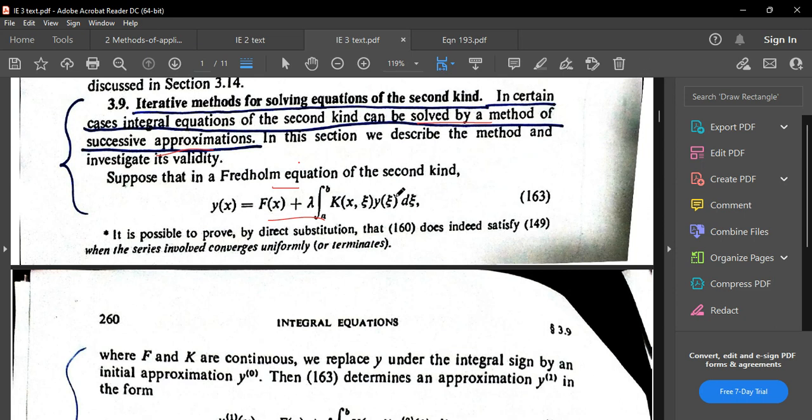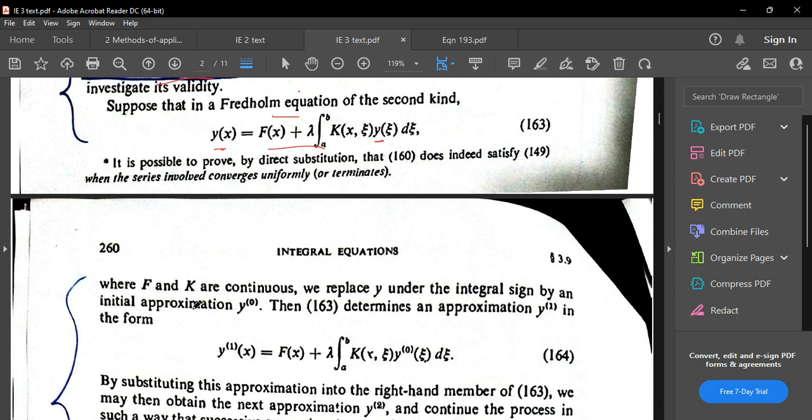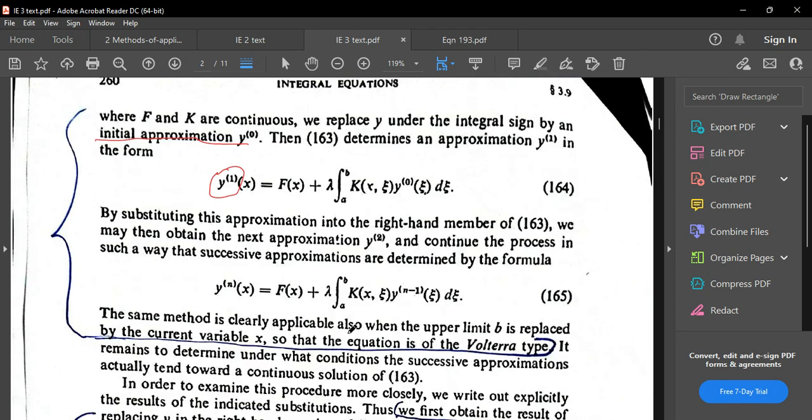Here, y of x is obtained from f of x plus lambda integral a to b k of x, psi y of psi d psi. This y of psi we denote as the initial approximation y naught, and after this computation we get y of x, which we denote by y1 of x, the first approximation. By the iteration formula, by successive approximation, you can also deduce this formula: yn of x is equal to f of x plus lambda integral a to b k of x, psi yn minus 1 of psi d psi.